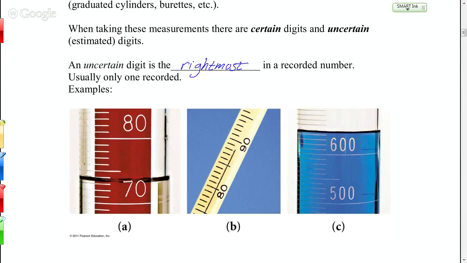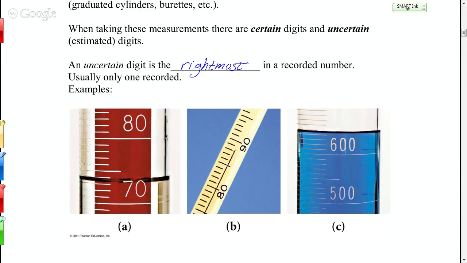Anybody know from your previous chemistry, where do we take that measurement? Do we take it from the bottom? Do we take it from the edge? The bottom, right? The very bottom of that curve. So we have to make kind of a judgment call as to where that bottom is. But there are some things that we can be pretty sure about.